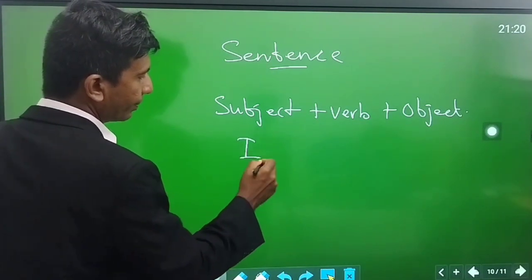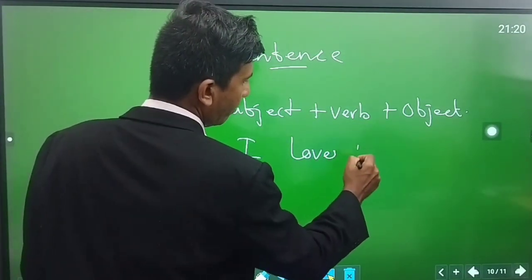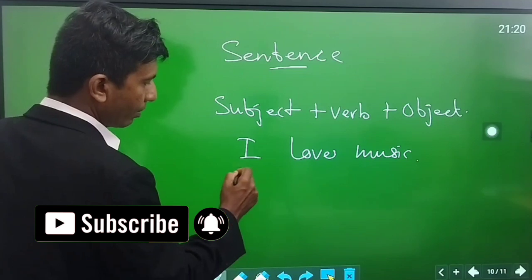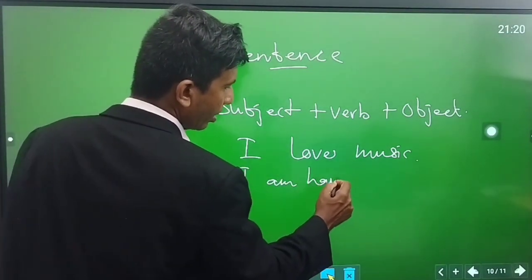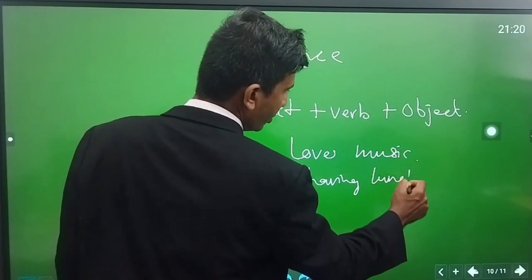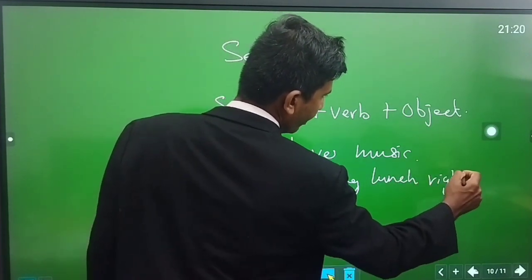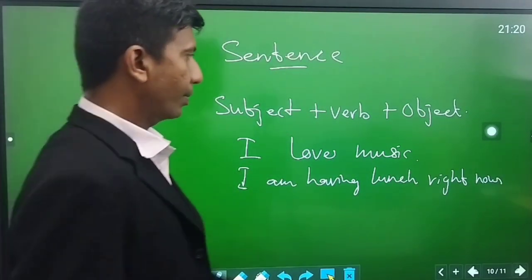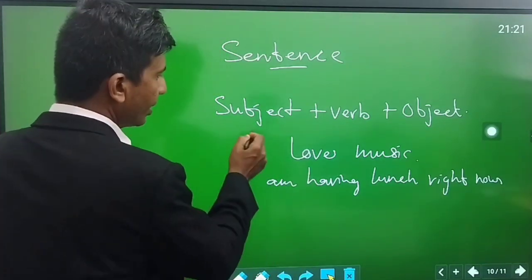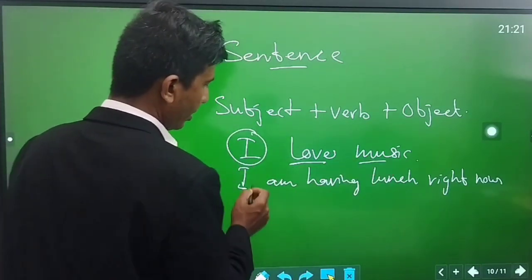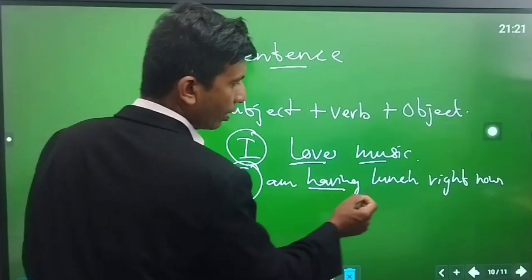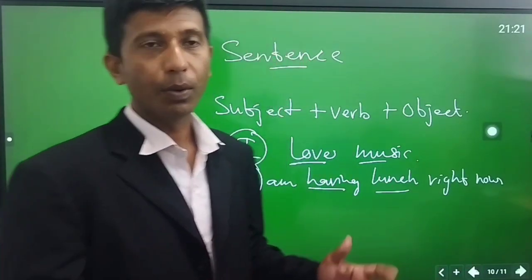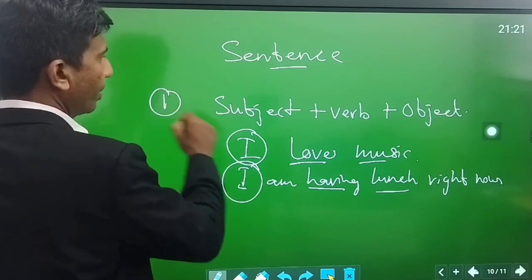The first one is subject, verb, object. I love music. I am having lunch right now. Don't think about the tenses. Think about the pattern. Subject, verb, object. The first main pattern is subject, verb, object.